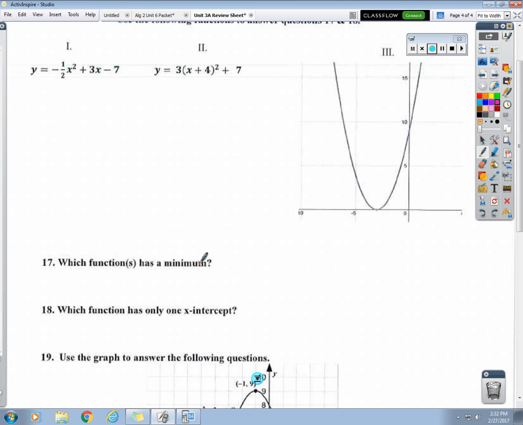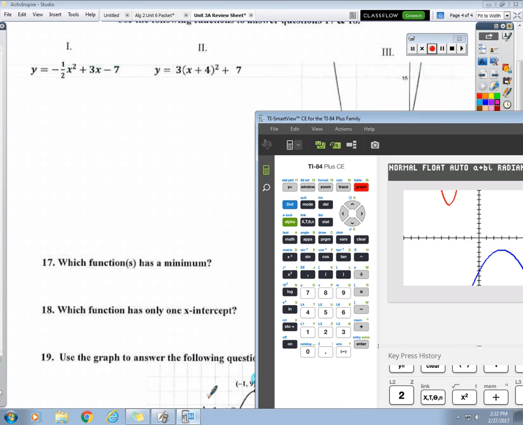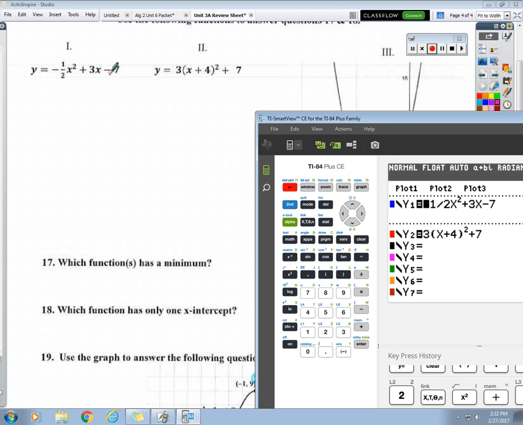Which function has a minimum? Which function has only one x-intercept? Well, to answer those 2, don't we really need to see a picture of all of them? So in your calculator, you could graph both of them at the same time. Like you could put this one in y1 like I did, and then this one in y2, and then you'll just have to remember which one is which. Mine is colored, so it's easy.